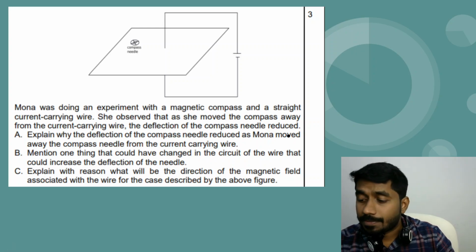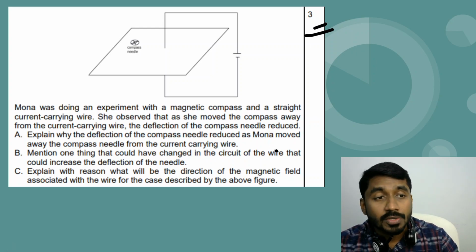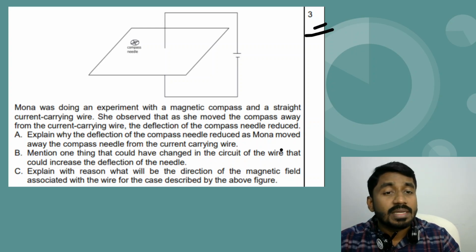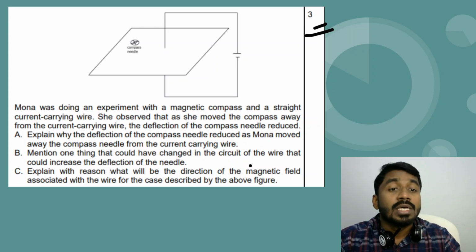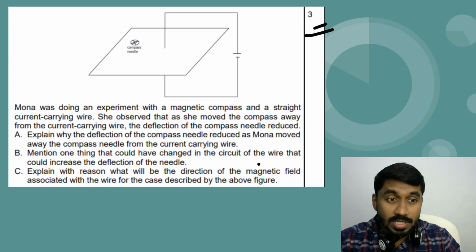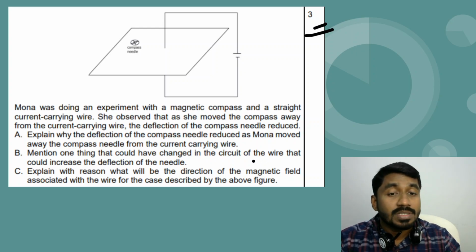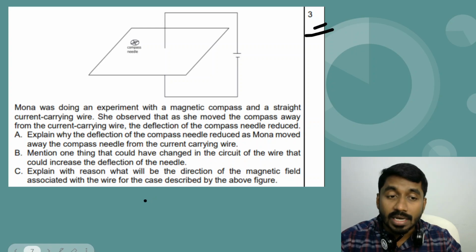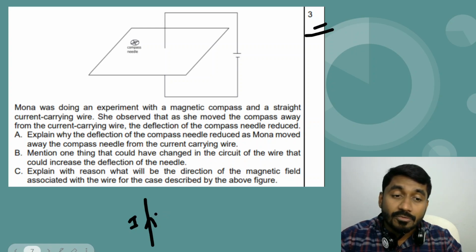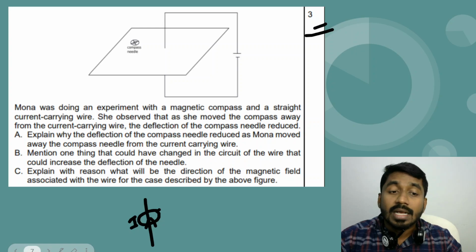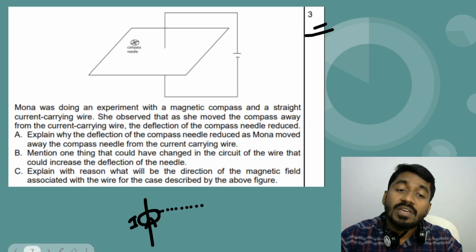So next question is from the chapter magnetism and matter. It's a 3-mark question. Mona was doing an experiment with a magnetic compass and a straight current carrying wire. She observed that as she moved the compass away from the current carrying wire, the deflection of the compass needle reduced. Explain why the deflection reduces. For example, if I have a current carrying wire, the magnetic field is like concentric circles and the magnetic field strength will reduce when I am moving away from the conductor.